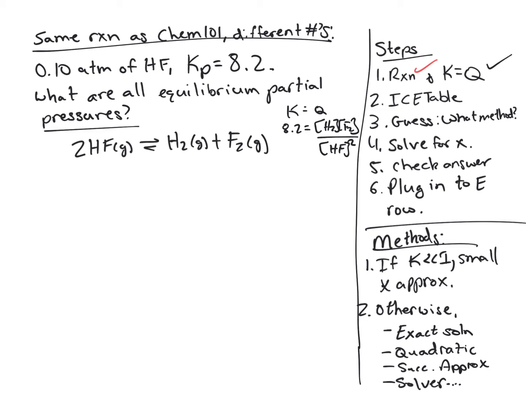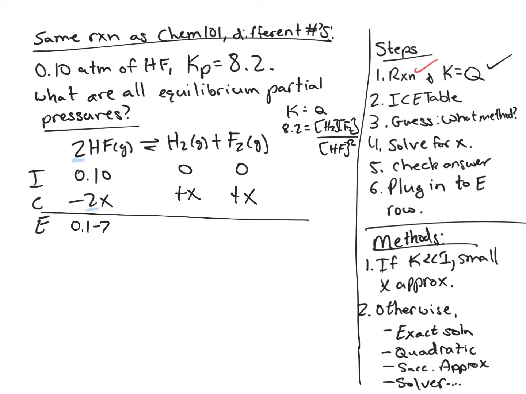Then we want to write out our ICE table, so I've got I, C, E. Notice this problem, we're in atmospheres. This is a Kp, so we can use atmospheres just like we would use molarity. So 0.10, 0, 0, minus 2x. Remember, we have to take account of that coefficient. Plus x, and then our overall equilibrium row here, 0.1 minus 2x, x, and x.